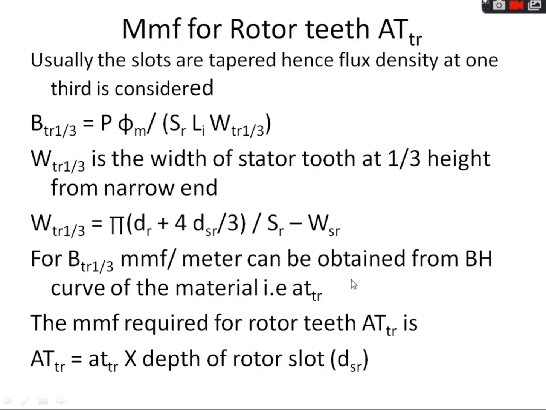Now, the core material used for the rotor and stator is not necessarily the same. If they are the same, we can choose the same ampere turns per meter, but if they are different, then the ampere turns per meter for the rotor core material will be selected, and its BH curve will be taken into consideration. The magnetomotive force required for the rotor tooth, ATR, is given by ampere turns per meter into the depth of the rotor slot. By taking into consideration the depth of the rotor slot, we can calculate the ampere turns required for the rotor teeth, that is nothing but the MMF.